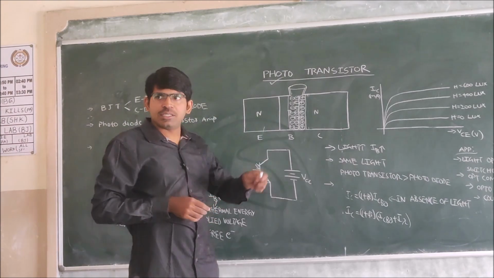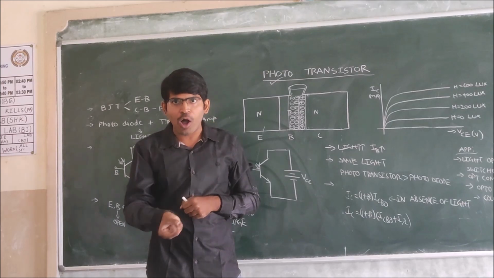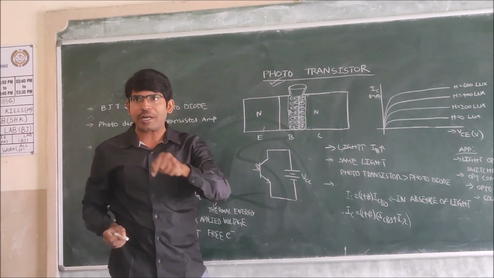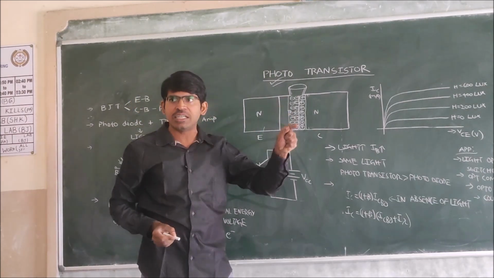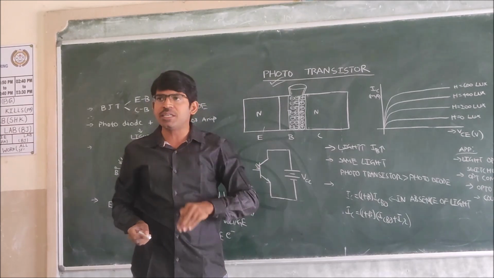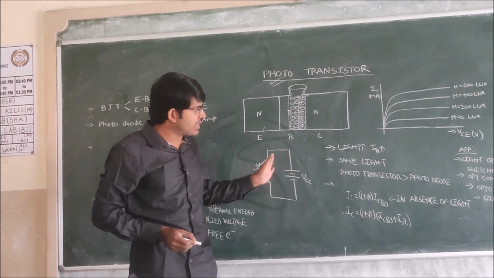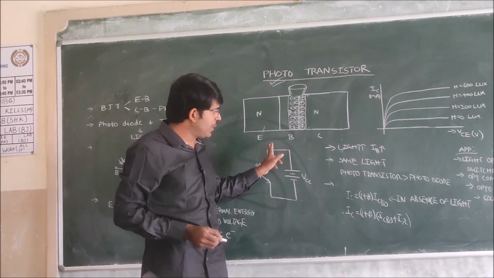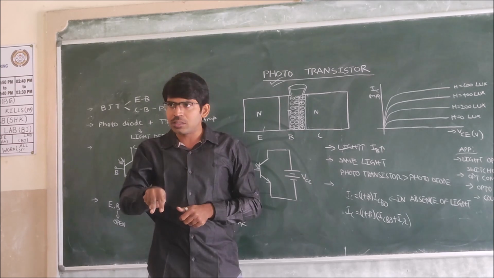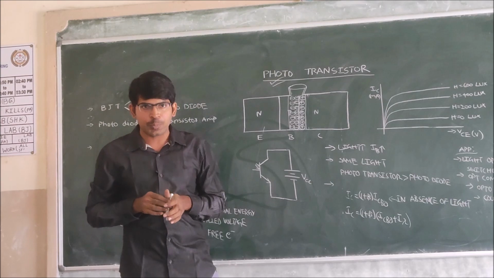Because light is nothing but a group of photons, we call this transistor a phototransistor, as it operates with light like a photodiode. The principle of operation is the same as the photodiode. But because this is a transistor, it has three terminals: emitter, base and collector. Whereas in the photodiode we have only two terminals, one is the anode and the second one is the cathode.